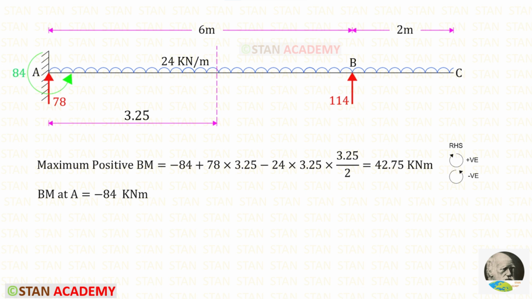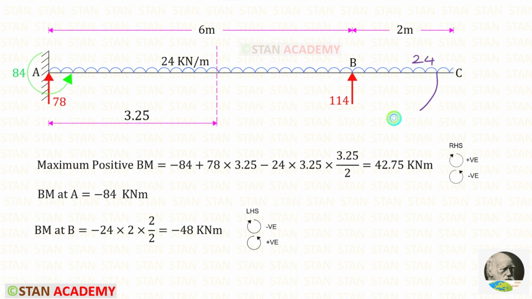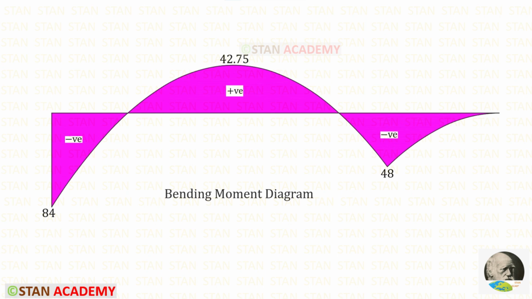Let us find the bending moment in the point A. In the point A, we have MA, which is acting in the anti-clockwise direction, so that it will be negative. To find the bending moment in the point B, we can use left-hand side rule. The uniformly distributed load 24 is acting in the clockwise direction, so that it will be negative. We know that with this load we have to multiply the distance and then the distance by 2. For the bending moment at B, we will get minus 48. We have already found it before. Here you can see the bending moment diagram.